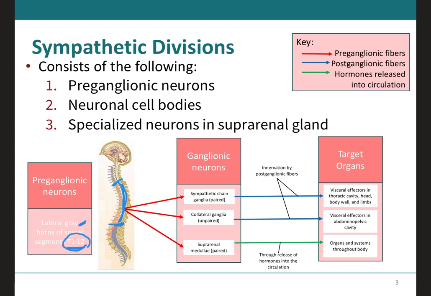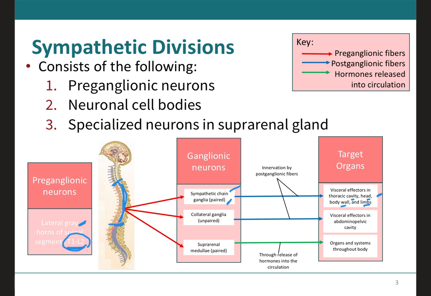We have what we call the sympathetic chain ganglia, which we already talked about in the previous slide. These are also called the paravertebral or lateral ganglia, and they lie lateral on each side of the vertebral column. So on both sides, you're going to have the sympathetic chain ganglia, which we saw on the previous slide. Because we have them on both sides of the vertebral column, we can say that they are paired. They're going to innervate specifically the visceral organs that are located in the thoracic cavity, in the head, in the body wall, and in the limbs.